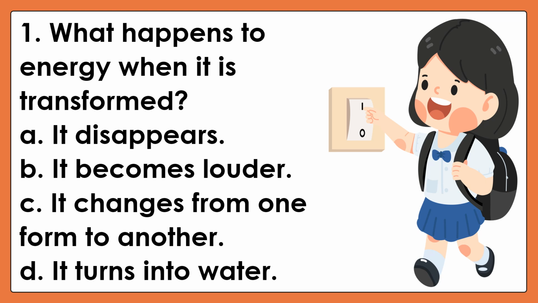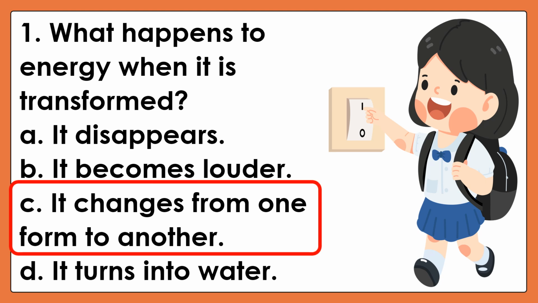Number 1, what happens to energy when it is transformed? A. It disappears. B. It becomes louder. C. It changes from one form to another. Or D. It turns into water. The correct answer is letter C. It changes from one form to another.